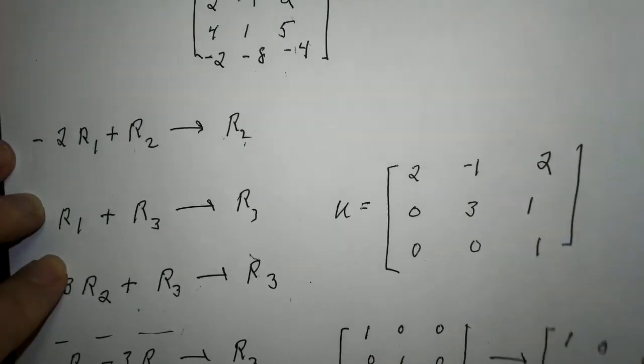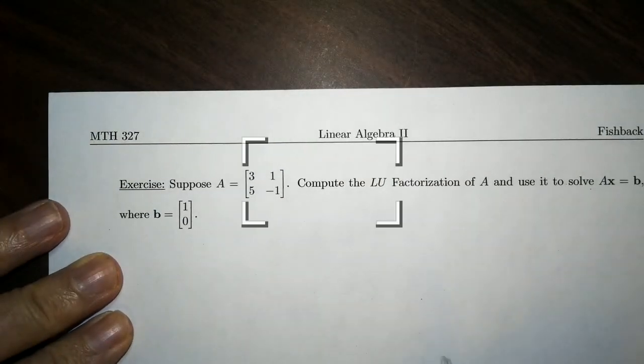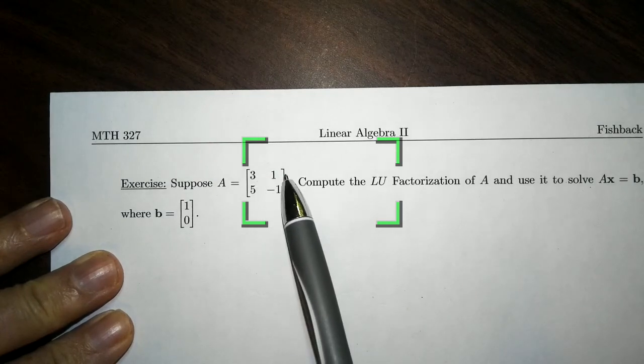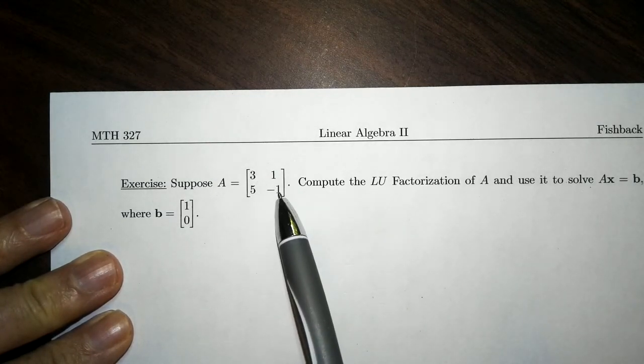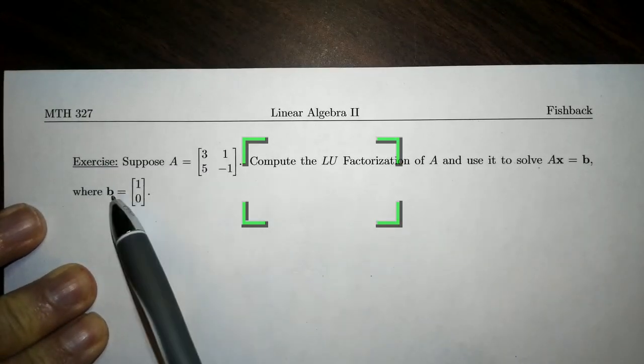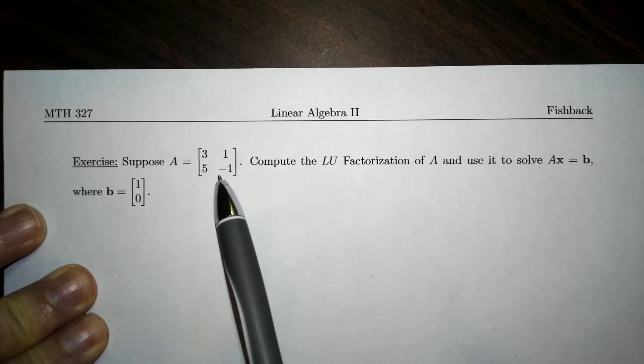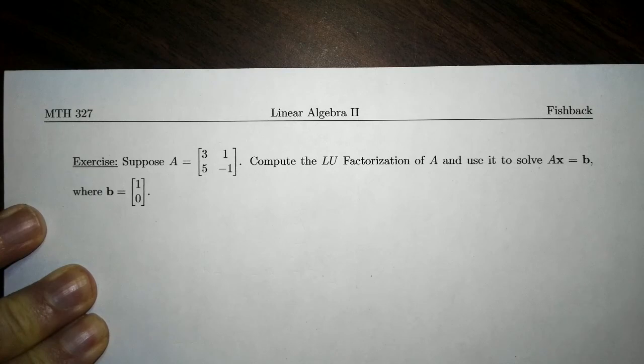Here's an example for you to practice or to do in preparation for class. I have a nice wholesome looking 2 by 2 matrix, 3, 1, 5, negative 1. Compute the LU factorization of this and use it to solve AX equals B, where B is 1, 0. Of course, only one elementary row operation will be needed here, but it involves fractions. So do this one for class.